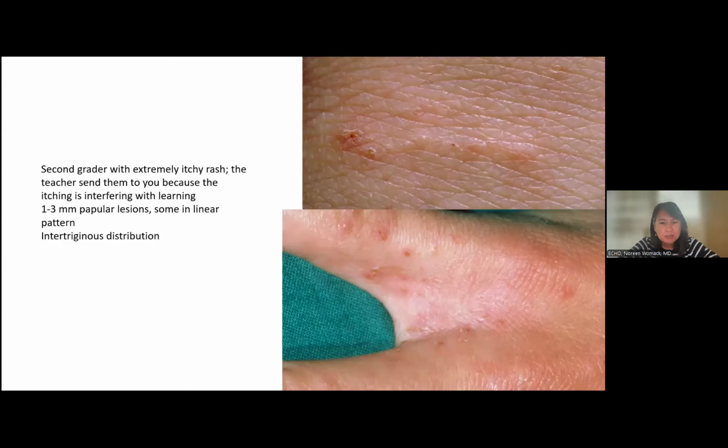Okay, next case. So think about what this might be. This is a second grader with an extremely itchy rash, which is actually why they were sent to your office, because their itching is driving the kids around them and the teacher crazy. They are 1 to 3 millimeter papular lesions. Some are pink, some are flesh colored, and they're in a more intertriginous distribution. So that means between the digits, between the fingers or between the toes. Next slide.